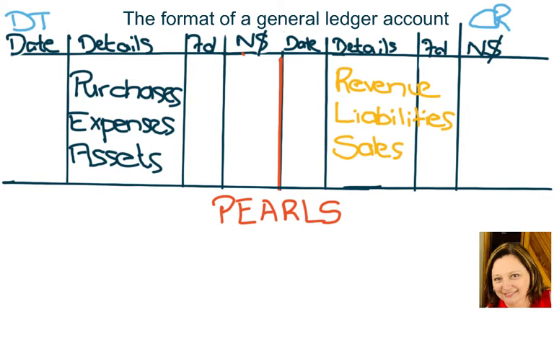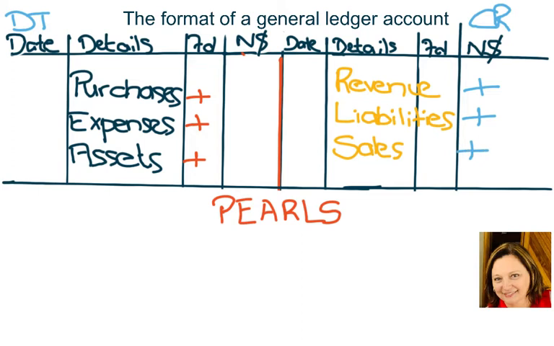So in other words, my purchases will increase on the debit side. My expenses will increase on the debit. My assets increase on the debit. When we look at the credit side, we will see that revenue increases on the credit side. Remember, revenue is not only sales, liabilities on the credit and sales on the credit.